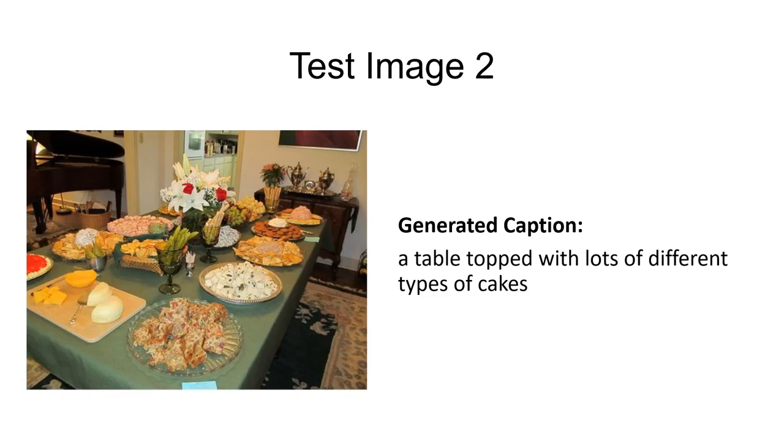For our second test image, our model has generated the caption, "A table topped with lots of different types of cakes." This caption provides a mostly reasonable caption with some inaccuracies and shows how our model can struggle to get the details of some images right.